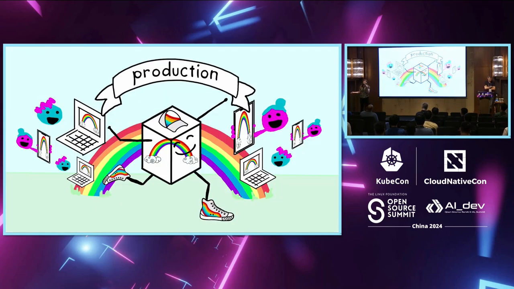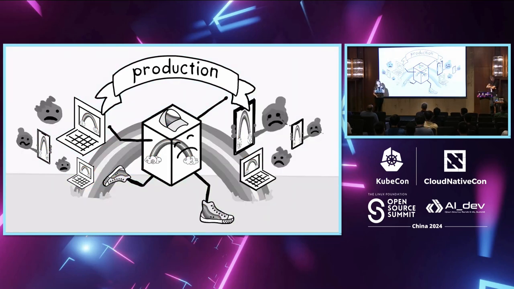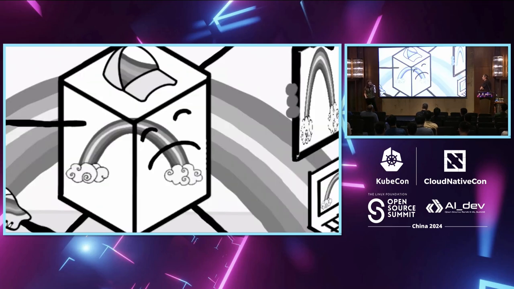So wait, Hero already is running in production. Hero already is serving end users. So what are we doing here today? Well, the problem is, there's no security. So right now, Hero is endangering the users, themselves, and the system. And we need to help. So that's where you come in.